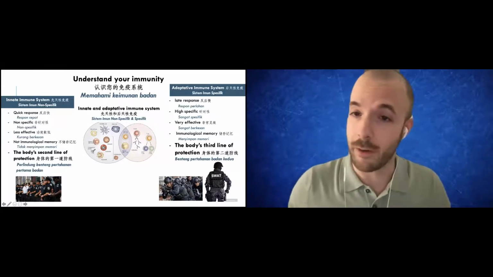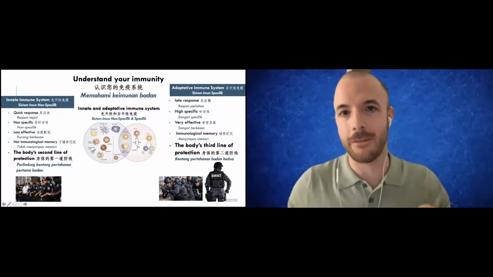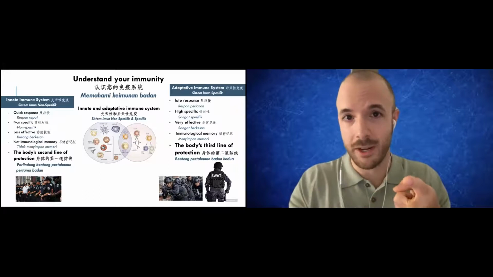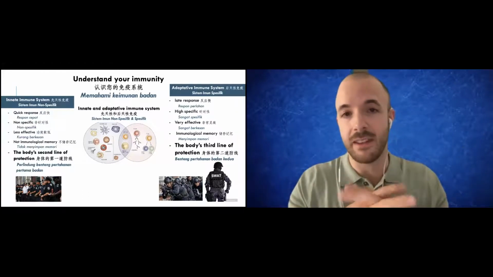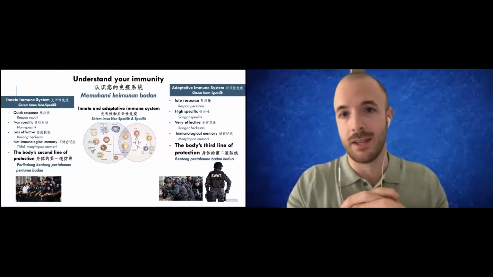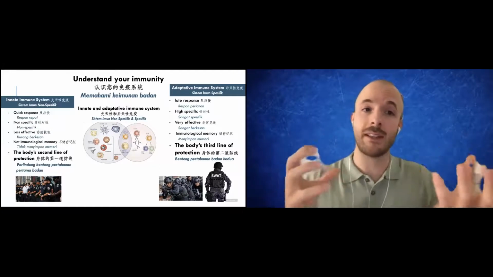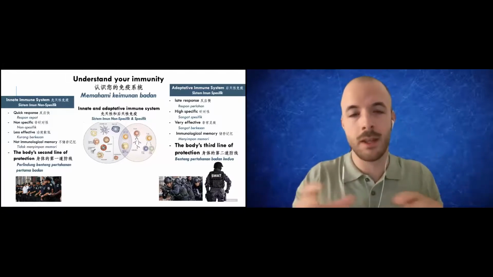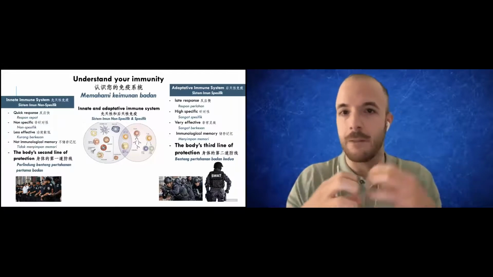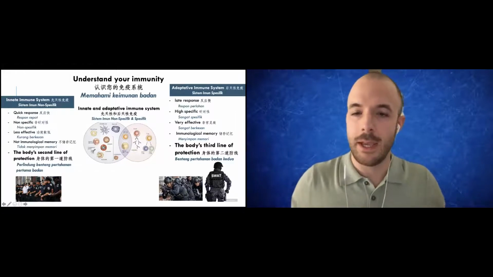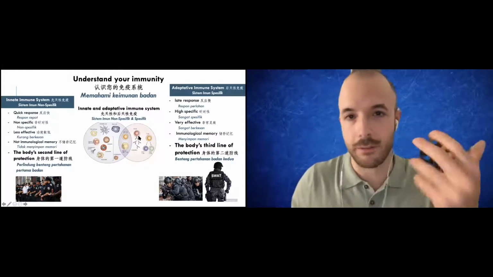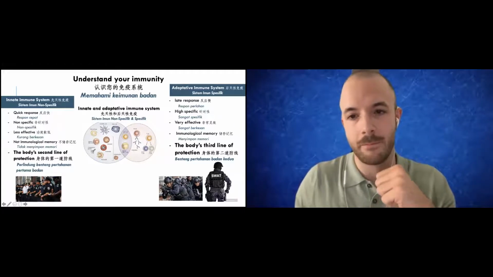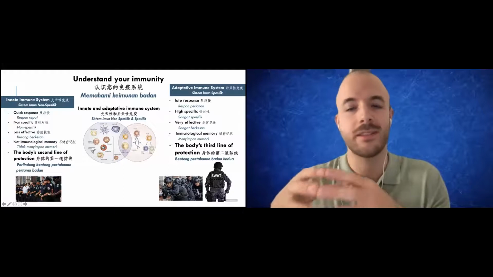So its response is very late, but it's highly specific and very effective. It's very effective like the SWAT. They have the best weapons, the hardest training, and we can say that they are the most efficient, the most effective cells of the immune system. But they work together. Innate immune system cells and adaptive immune system cells work all together. They are specialized, they have different roles, different effectiveness and efficiency, but they work together. These adaptive immune system cells are lymphocytes: B cells, T cells, or T lymphocytes, B lymphocytes, etc. And we used to say that they are the body's third line of protection.